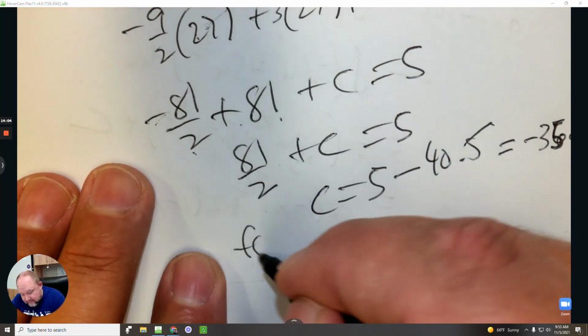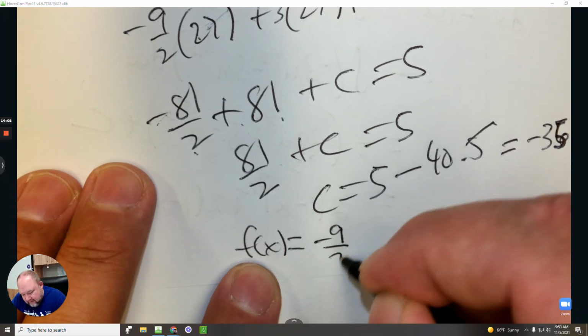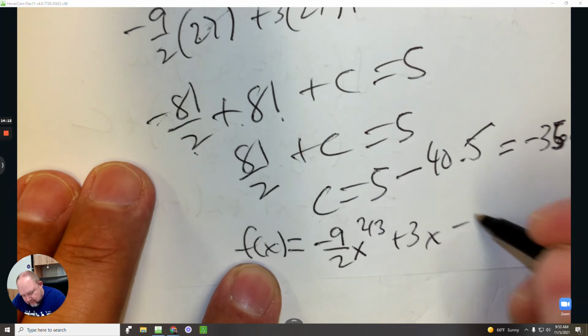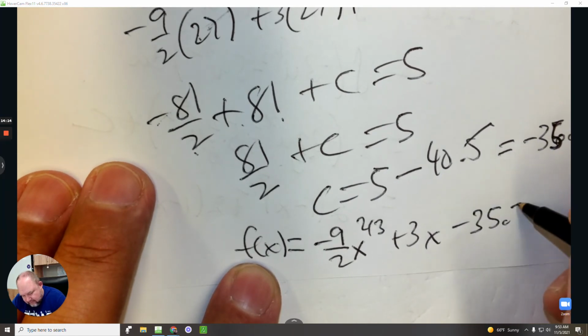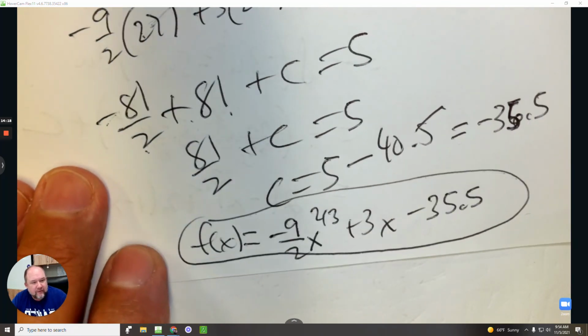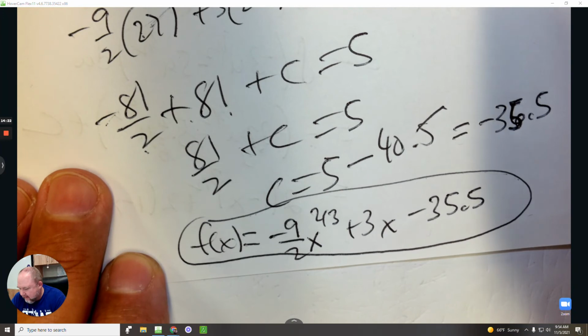So put it all together. You have negative 9 over 2x to the 2/3 plus 3x subtract 35.5, or you can write it as a fraction. Sometimes decimals are easier. All right.